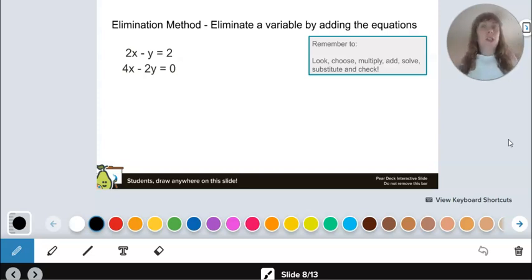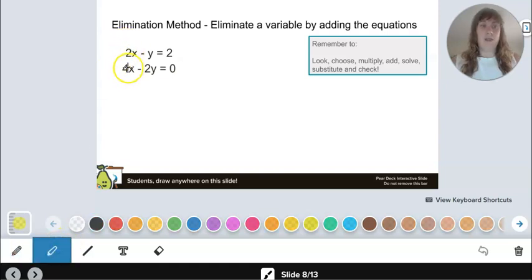So again, we're still just working with our elimination method here. When I look at these two equations, I see a 2x and a 4x, and then I see a negative y and a negative 2y. And again, at this point, we just kind of choose which one we want to eliminate. Either would work. I'm going to choose my x's. So here I have a positive 4x. So I want this one to be a negative 4x.